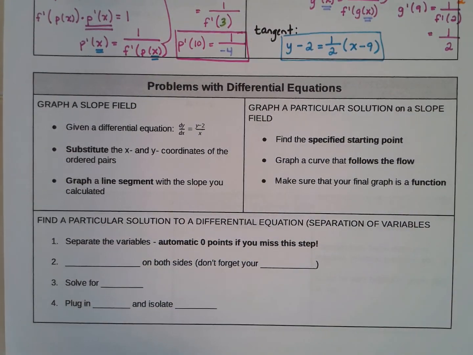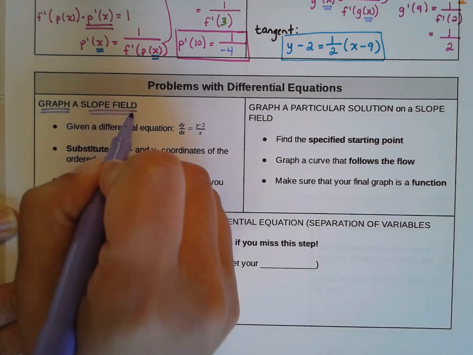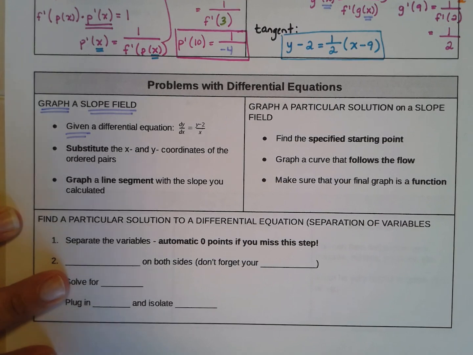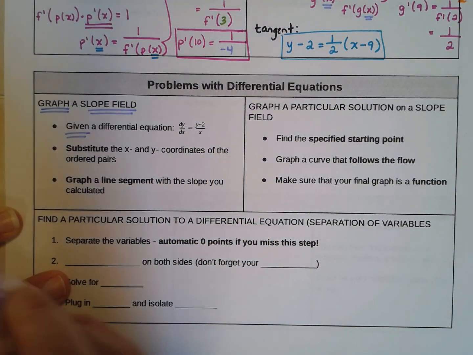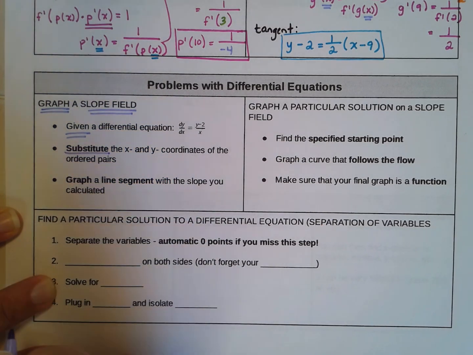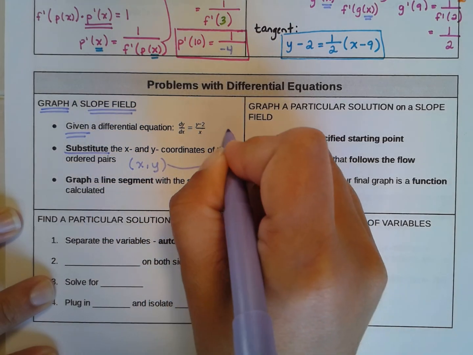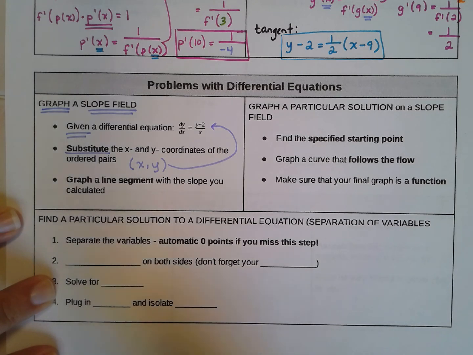A common free response question on the AP test is a problem where they give you a differential equation. One of the things that they can ask us to do in a problem with a differential equation is to graph a slope field. In order to do this, you're going to be given a differential equation, so the problem will already have an equation like this in the directions. Then you're going to substitute, which means plug in ordered pairs, x's and y's, into this equation. And then that will tell you the slope of the line segment that you're going to graph.